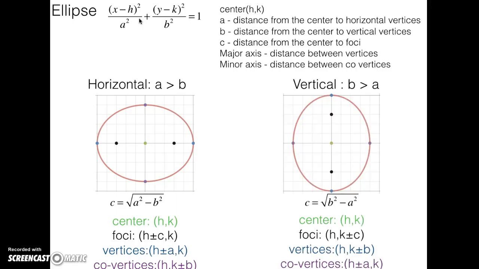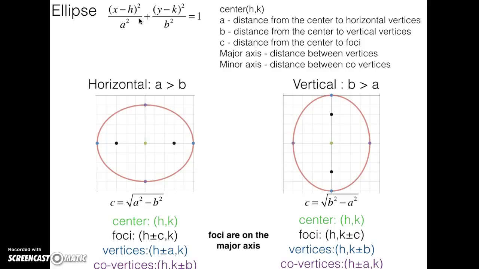For a vertical ellipse, the difference is the major axis is vertical and the minor axis is horizontal. We calculate c by doing b squared minus a squared and taking the square root of that. The center is still h, k. For the focal points, we're going to add or subtract c from the k value. To find the vertices, we're going to add or subtract b from the k value. And to find the co-vertices, we're going to add or subtract a from the h value.